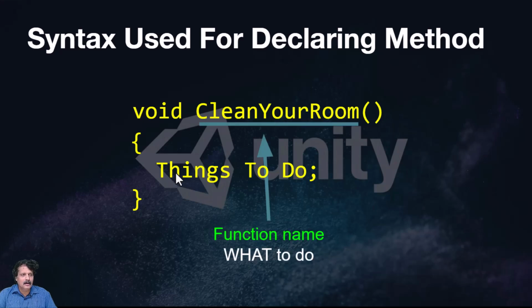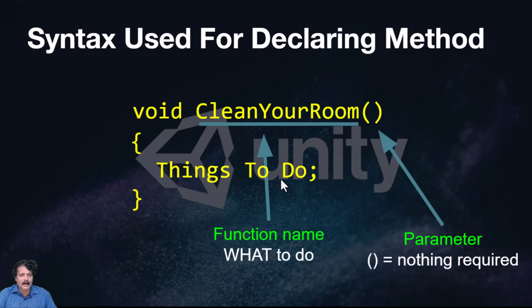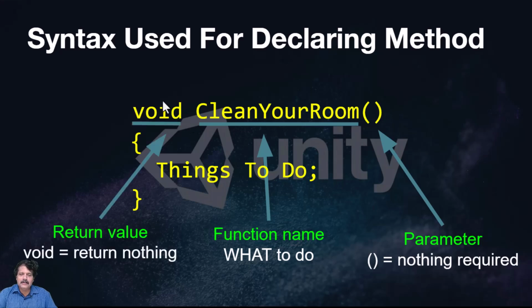Now here you can see clean your room is your function name. It is just telling you what to do, and if this function has any parameter or argument, it will be mentioned in the open close brackets, and right now since it has no argument, this is empty. Empty means no parameter is required. Then void means this is not going to return any value. So this is the structure of declaring a method.